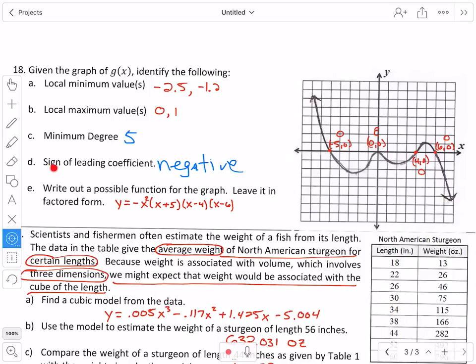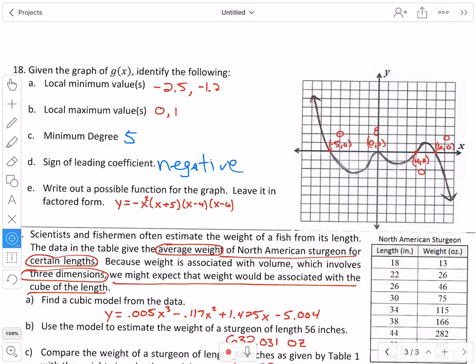D, sign of the leading coefficient, what has to be negative. If the degree is 5, then normally it opens like this. This is the opposite of that, so that must mean the coefficient has to be negative. It has to go down from the left and continue to go down as it goes to infinity. So as you go left, it goes up forever, and right, it goes down forever.